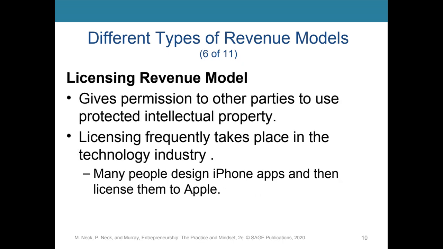Licensing is another revenue model. This is where people develop something and give a license for somebody else to use it. Two simple examples: apps. So people develop apps and then they allow companies such as Apple to roll these apps out on the iPhone, and they then pay the developer a certain amount per user that then downloads it.